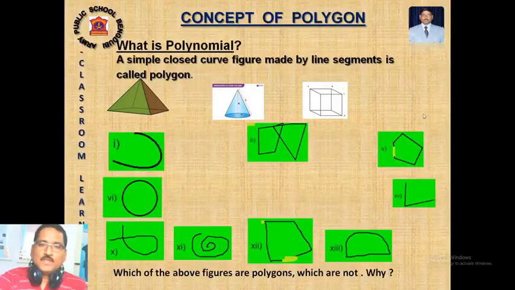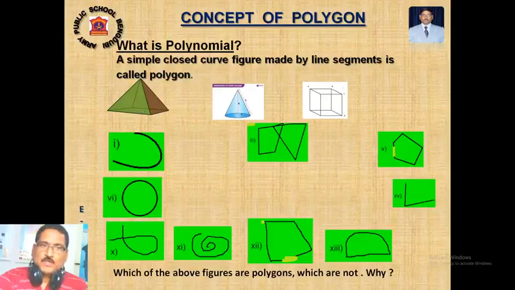And what about the figures present still now? These are not polygons. Why? Because you see, this is a pyramid. It is a 3D shaped object. A 3D shaped object can't be a polygon. But this shape is made by triangular parts, triangular faces. Each part is a polygon, but when they combine together forming this figure, then this figure is not a polygon.